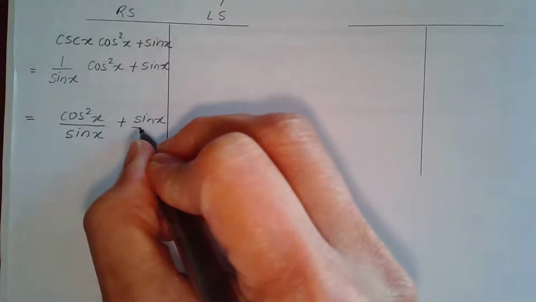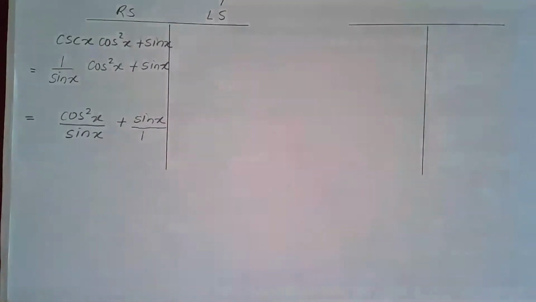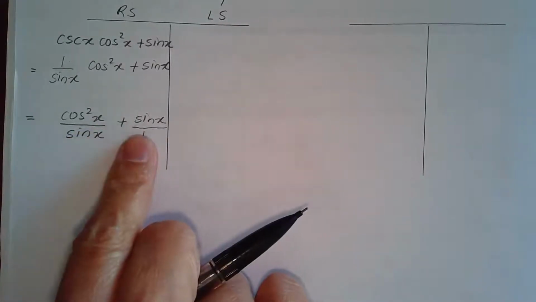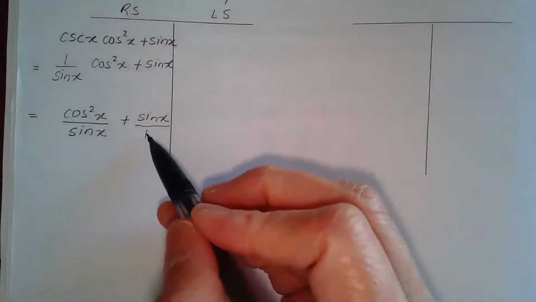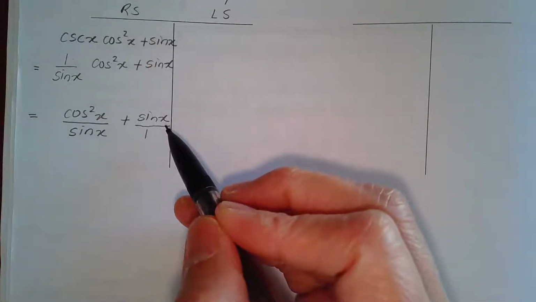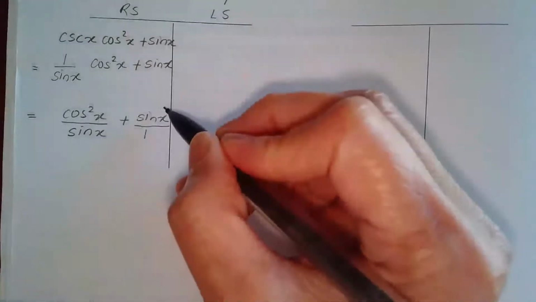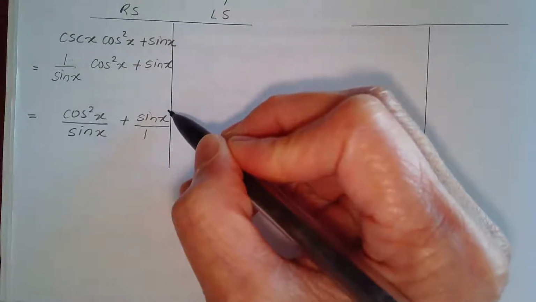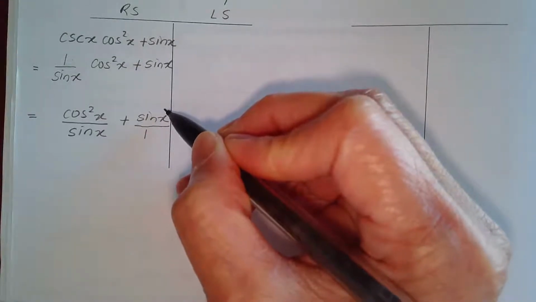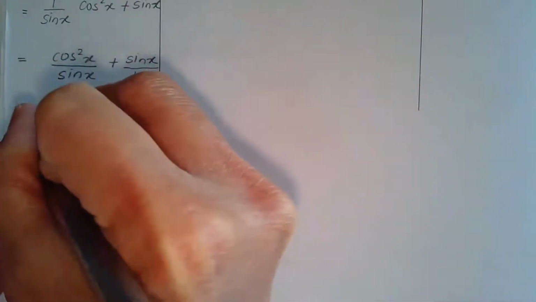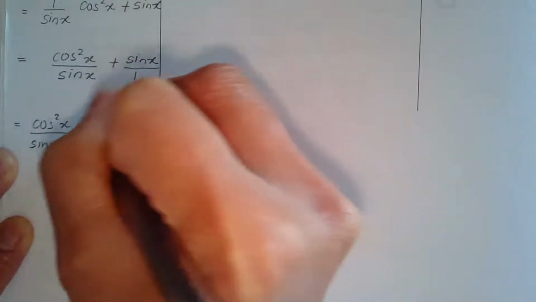Well, if there's nothing in the denominator, we know it's 1. So to combine these two as 1, we need to have the same denominator. So what do we do with that one? We need to multiply by sine of x divided by sine of x. So I won't skip the step. I'll actually show all the steps in here. Cos squared of x over sine of x plus sine of x over 1.